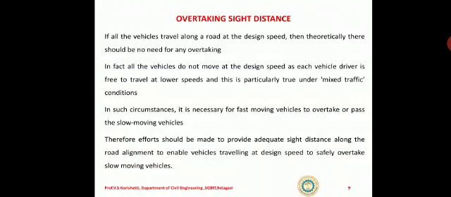Now we'll come to one more type of sight distance, that is overtaking sight distance. Overtaking sight distance is very important. If all the vehicles travel along a road at the design speed, then theoretically there should be no need for any overtaking. In fact, all the vehicles don't move at the design speed, as each vehicle driver is free to travel at a lower speed, and this is particularly true under mixed traffic conditions.